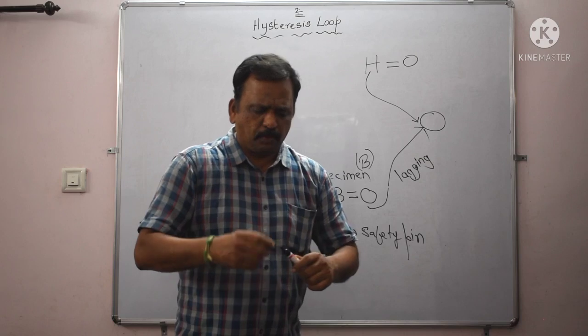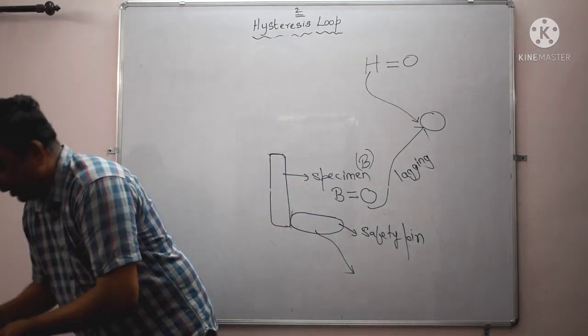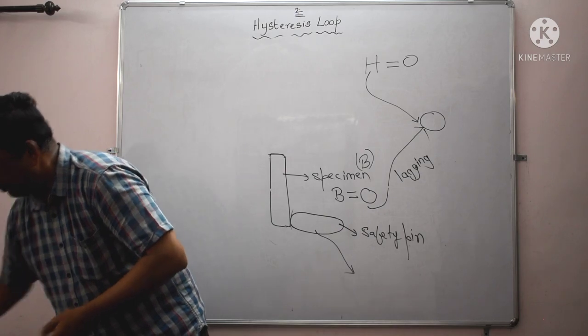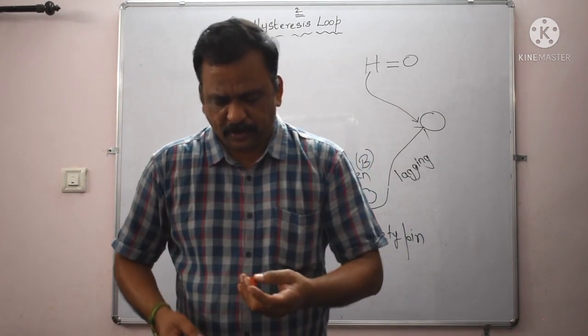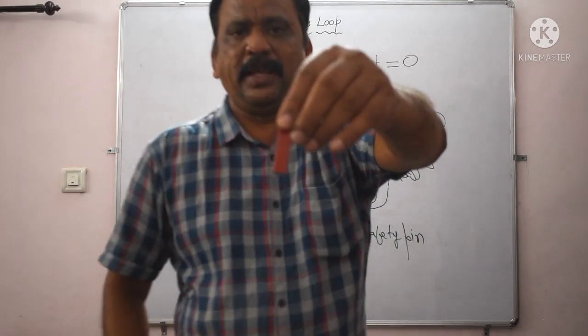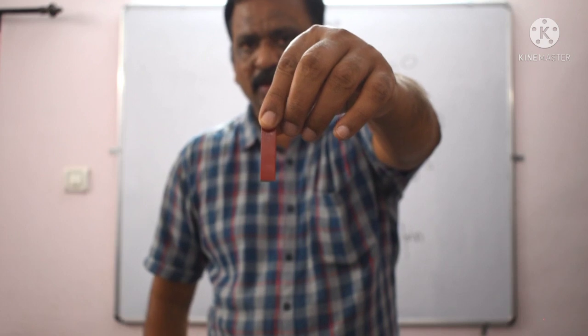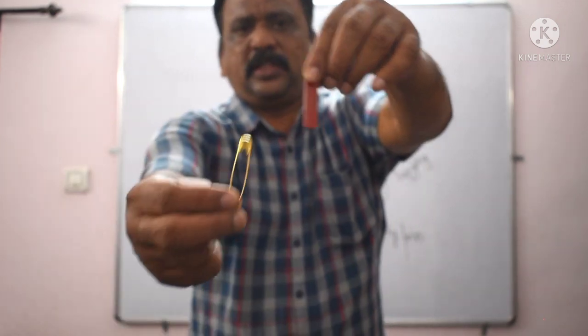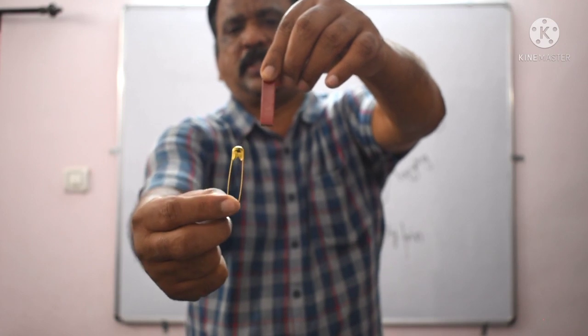I will show you a very small demo of it. So what I have with me is a bar magnet. Can everybody see it? Right. Now, this is a specimen, a safety pin. I'm going to consider this as a specimen.